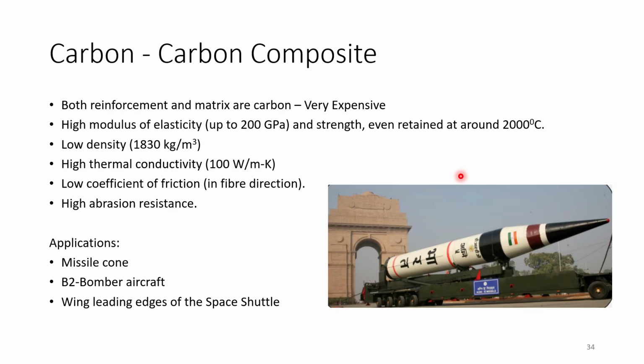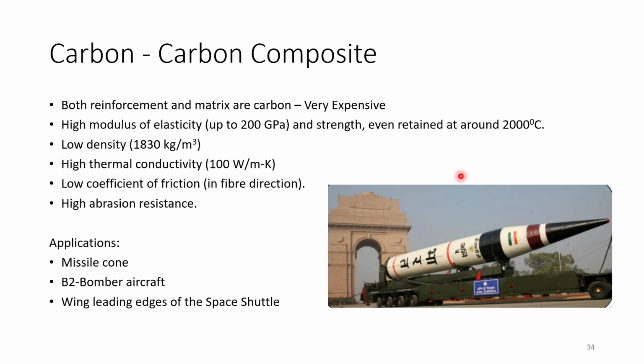Next is carbon-carbon composite. So in this case, both reinforcement and matrix are made of carbon, which is very expensive, and there is a very high modulus of elasticity up to 200 GPa, and strength is even retained at around 2000 degrees Celsius. The low density is here, 1830 kg per meter cube.